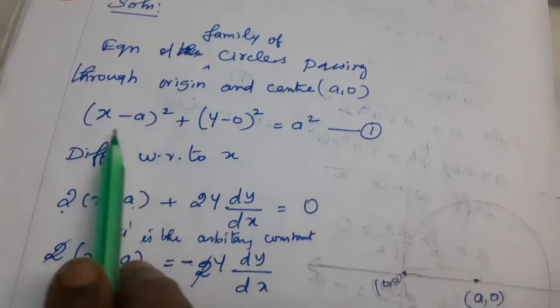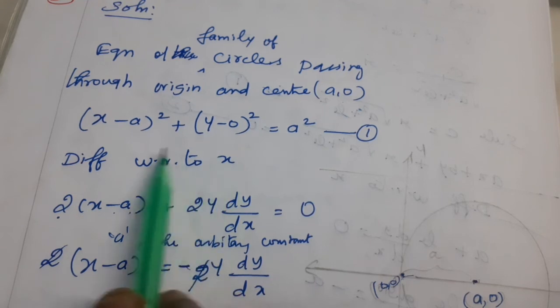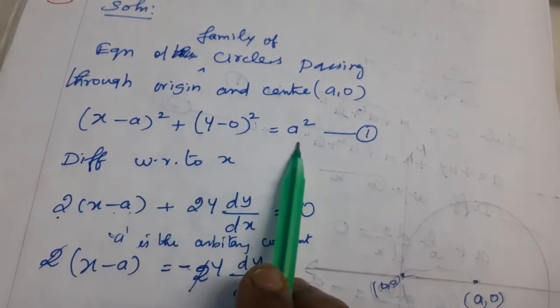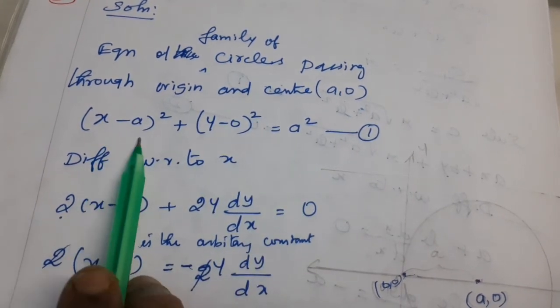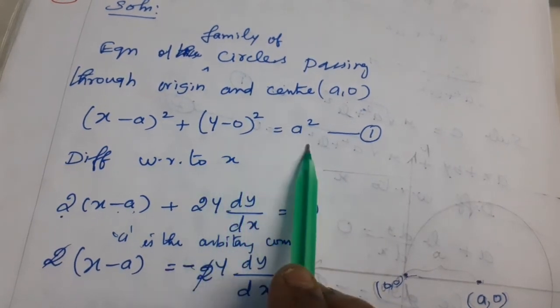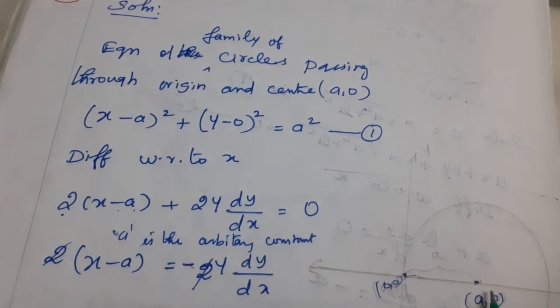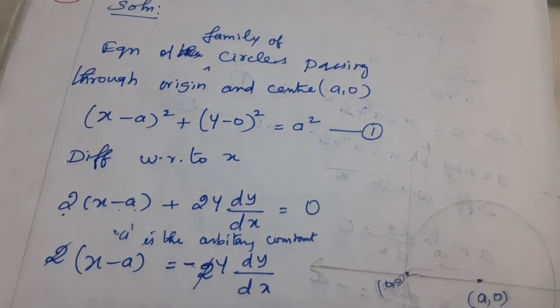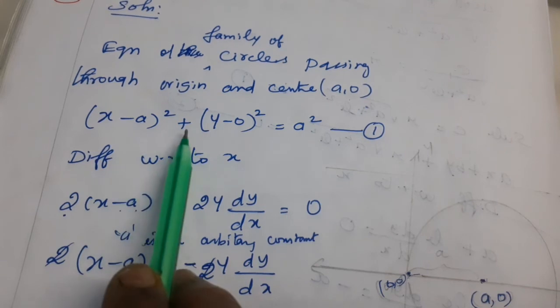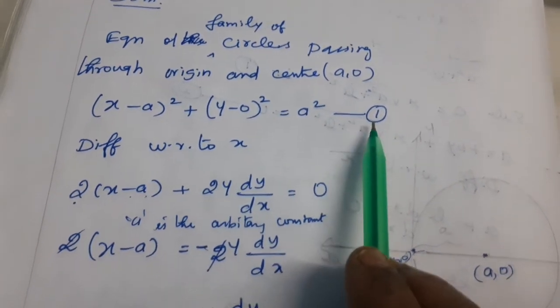Equation of circle passing through the origin. The center is a comma 0, means x minus a the whole square plus y minus 0 the whole square, by the distance formula, equal to r square. X square plus y square equal to a square. This is the equation of the circle. So the circle passing through the point a comma 0: x minus a the whole square plus y minus 0 the whole square equal to a square.